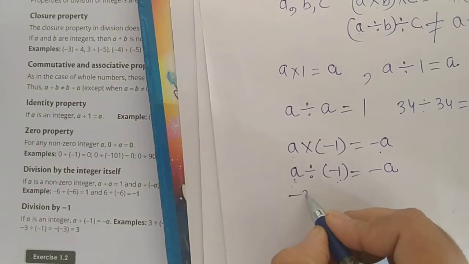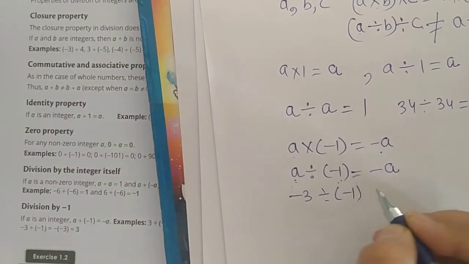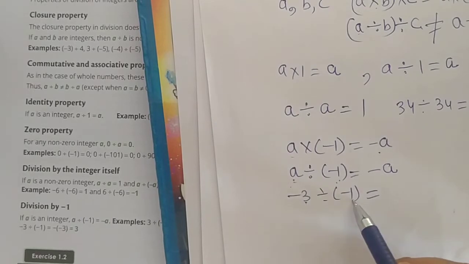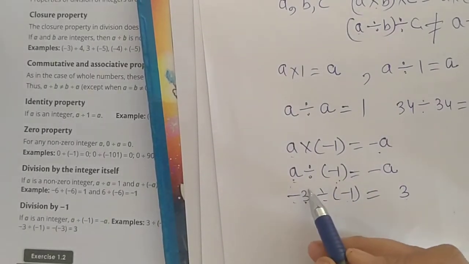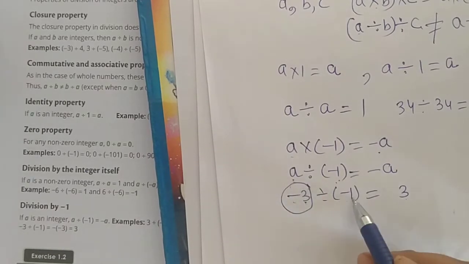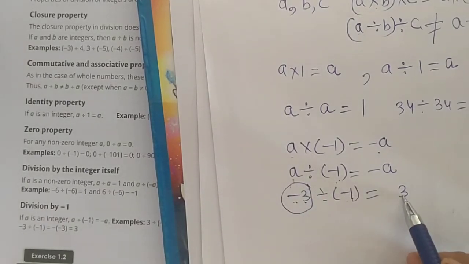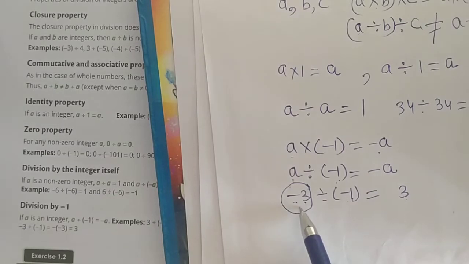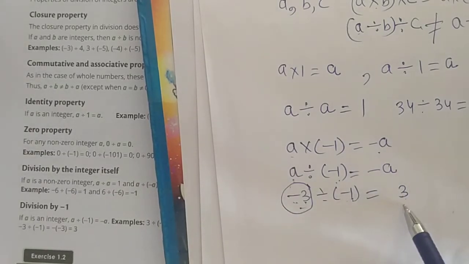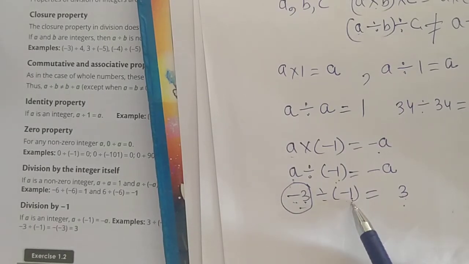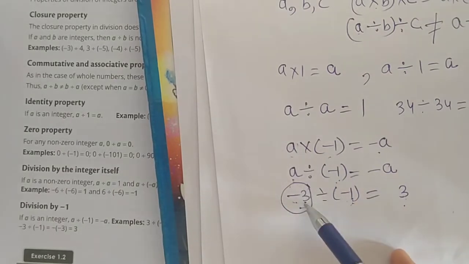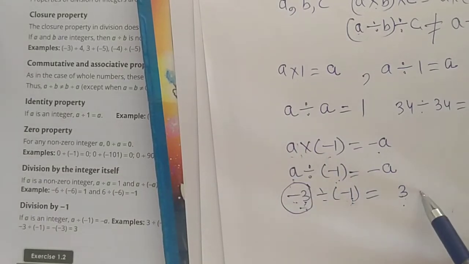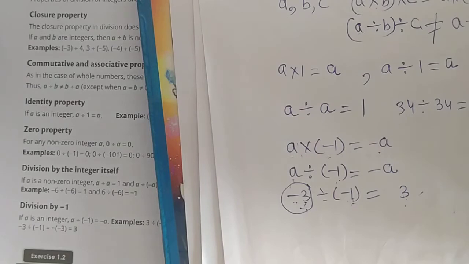Like -3 divided by -1. Then the answer is 3 divided by 1, which is 3, minus minus is plus. So we were dividing this number by -1, and only the sign is changed. Previously it was of negative sign and in the answer it is positive. So by dividing by -1, or we can say by multiplying by -1, only the integer's sign is changed. I think this is clear to you.